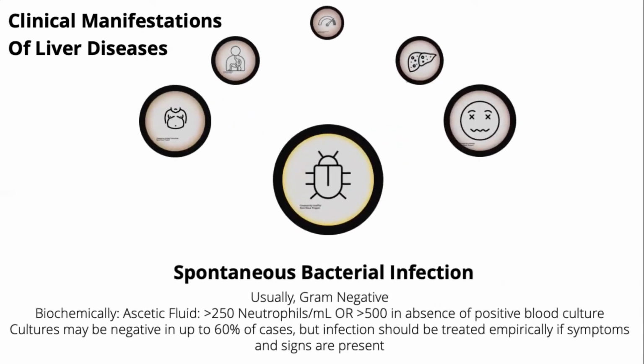Next, we have the spontaneous bacterial infection, which happens in a patient with ascites, and it's usually gram negative. Biochemically, you will find acidic fluid having more than 250 neutrophils, or more than 500 in absence of positive blood culture. Note that cultures may be negative in up to 60% of cases, but infection should be treated empirically if symptoms and signs are present.